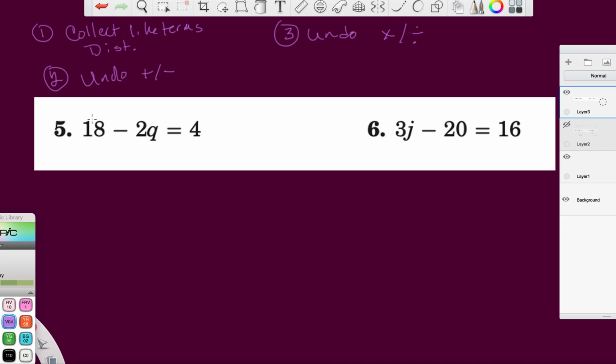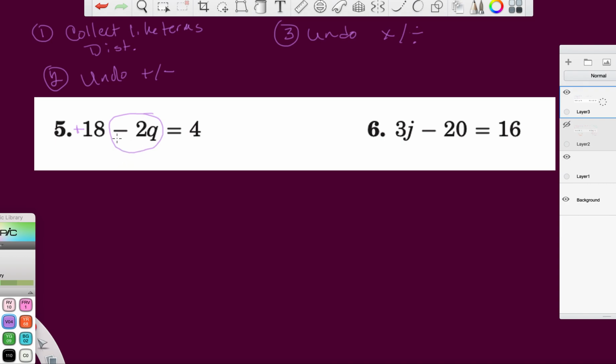Now, this is a little bit annoying. We could rewrite this if we wanted to, or we could just work on this. I'm going to show you how to just work on this because we don't want to undo this subtraction first. We want to get rid of this constant here, this 18, because we have our variable value here, and the variable value is negative 2q. It's not minus 2q. It looks like minus 2q, but if you think of it as negative 2q, and this is a positive 18 out here, I think you're going to be able to get a lot more out of it.